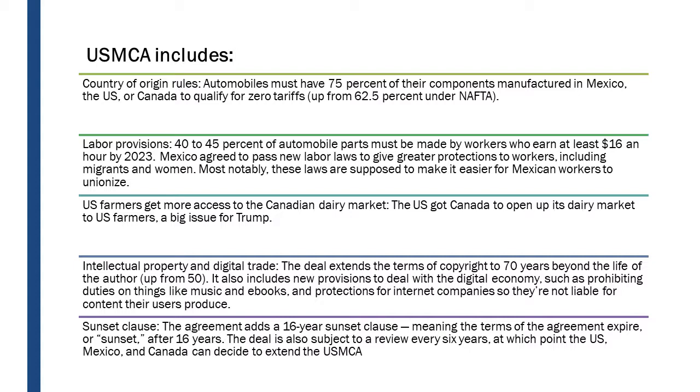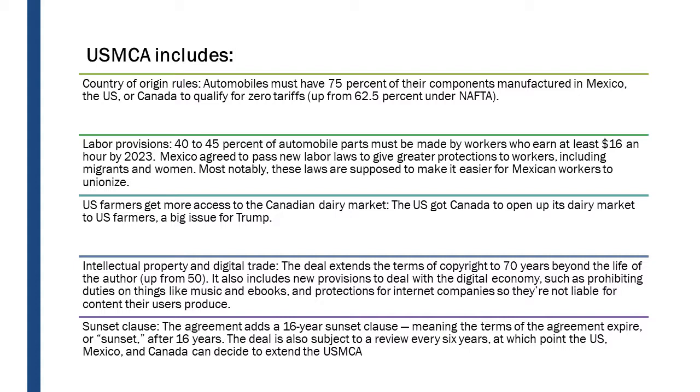USMCA includes country of origin rules. Automobiles must have 75% of their components manufactured in Mexico, the US, or Canada to qualify for zero tariffs. Labor provisions: 40 to 45% of automobile parts must be made by workers who earn at least $16 an hour by 2023. Mexico agreed to pass new labor laws to give greater protections to workers, including migrants and women. U.S. farmers get more access to the Canadian dairy market.